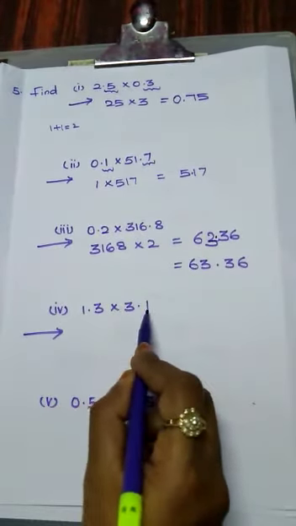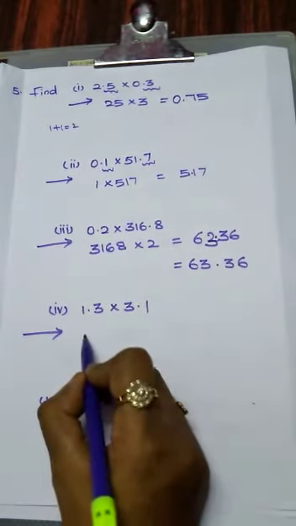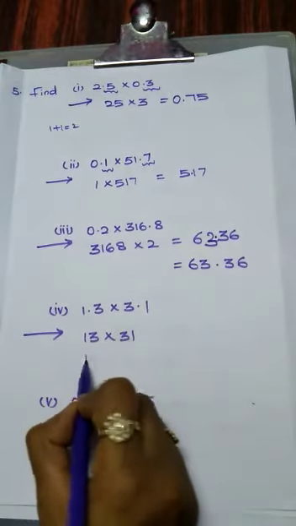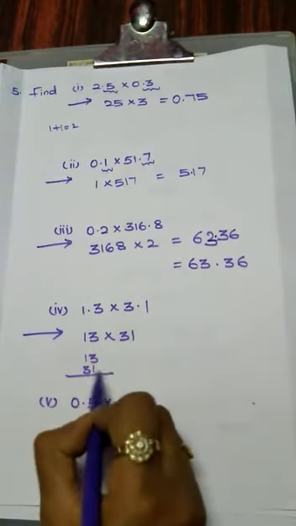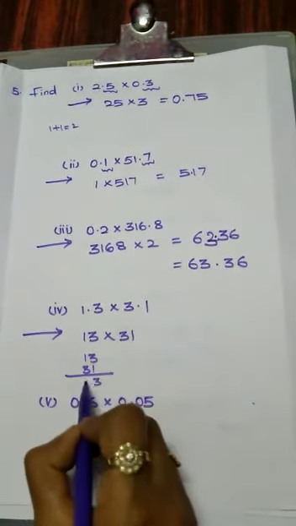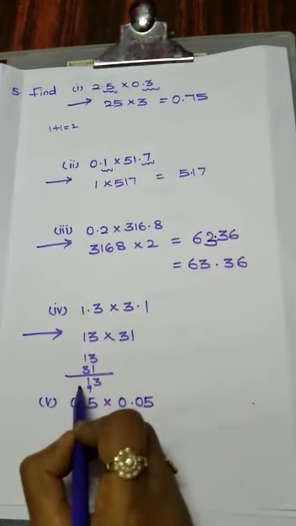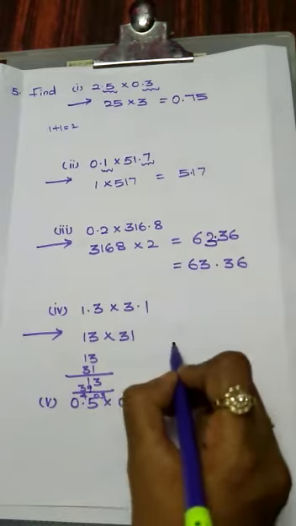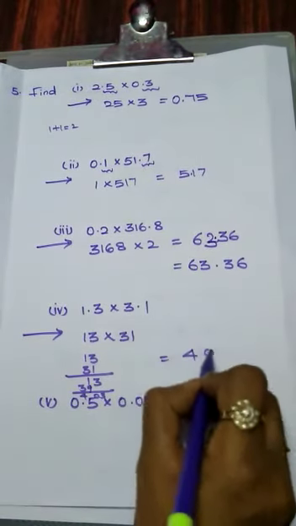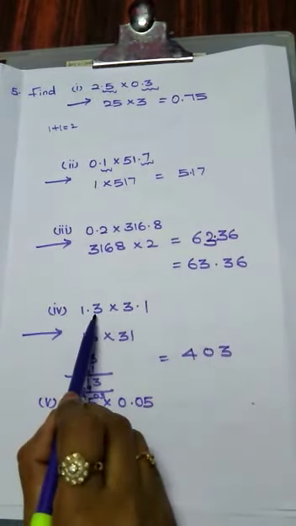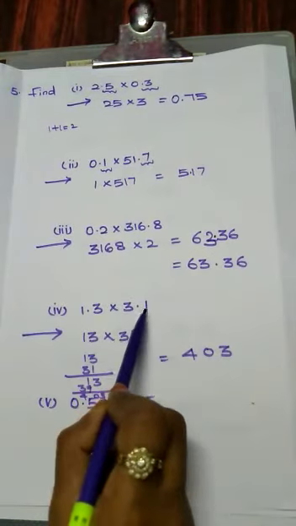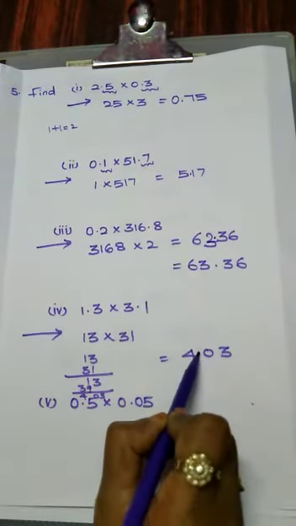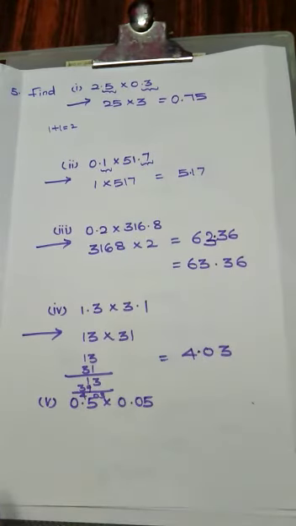1.3 into 3.1. Ignore the decimal point, directly take the value 13 into 31. So multiply the value 13 into 31. What is the answer? 1 3s are 3, 1 1s are 1, 3 3s are 9, 3 1s are 3. So what is the answer? 3 10 0 balance on 4. So the answer is 403. Here we have 1 point, here also we have 1 point. So 1 plus 1 equal to 2. So we have to move towards left 2 places only. So the answer is 4.03.